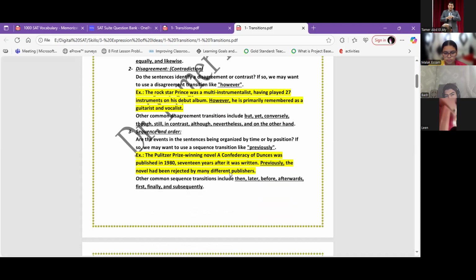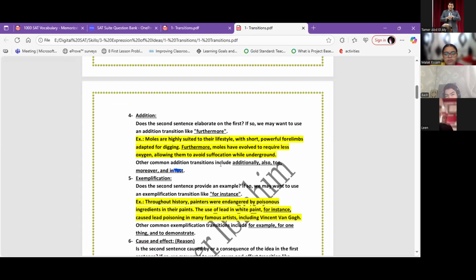The third one is sequence and order. And this is going to be clear if you find dates. The first thing that will come to your mind is sequence and order. Like previously, then, later, before, afterwards, first, finally, subsequently. Let's look at the sentence here. The Pulitzer Prize winning novel, A Confederacy of Dunces, was published in 1980, 17 years after it was written. The sentence after: the novel had been rejected by many different publishers. It's an order. So previously, it was rejected.